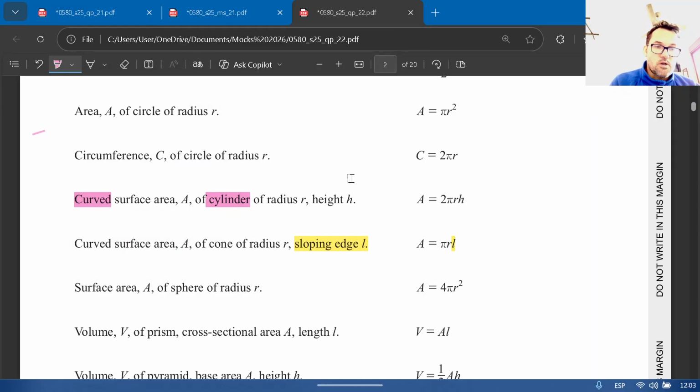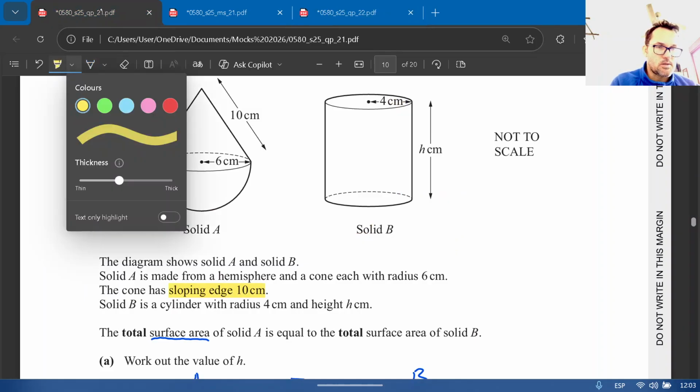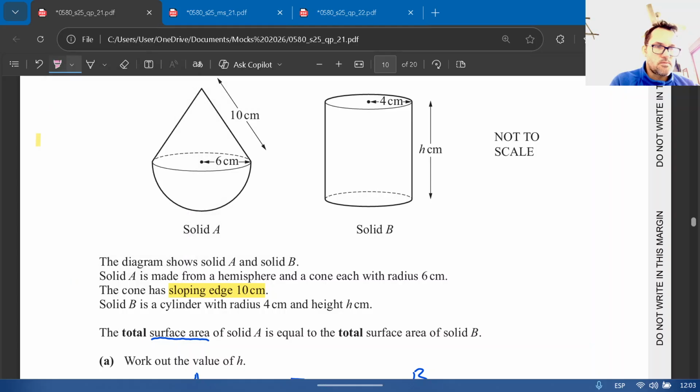Curved, there's the word curved as well. So this does mean something. 2 pi r. So what does that mean? The curved part of this cylinder, let's highlight this in color, is this part. No, not that part. That's it. This is the curved part of the cylinder, like a pipe, yeah?